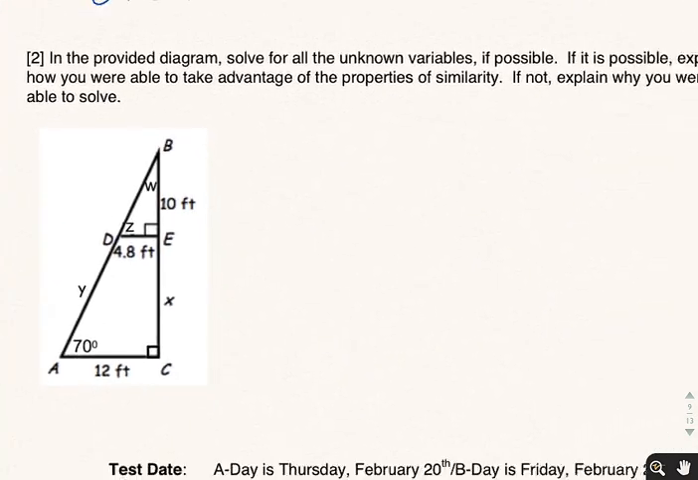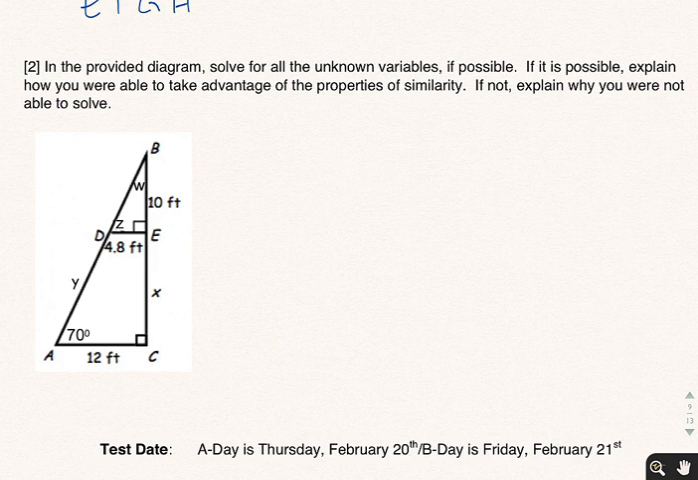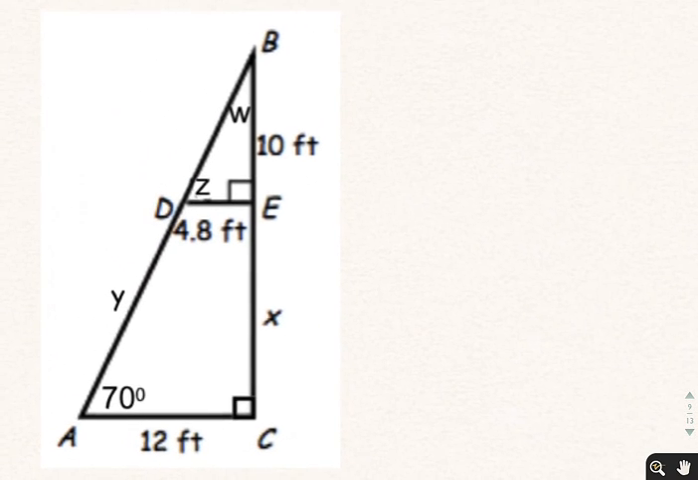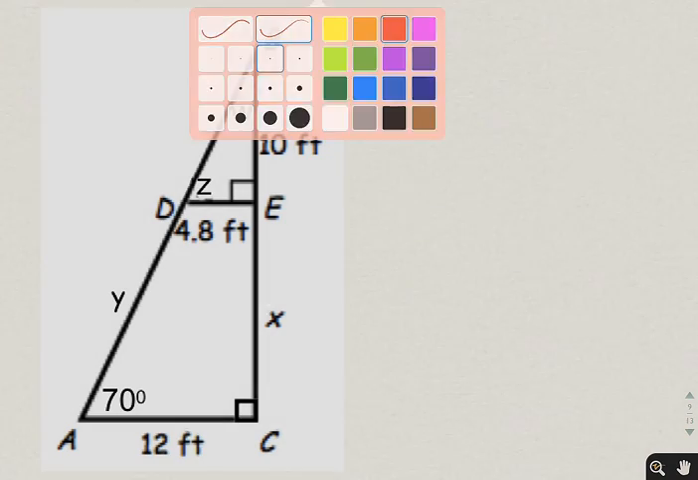Okay. Solve for the unknown variables if possible. If it is possible, explain how you're able to take advantage of similarity. If not, explain why you weren't able to solve. In other words, explain how you couldn't prove they're similar. In this case, it's not an issue.